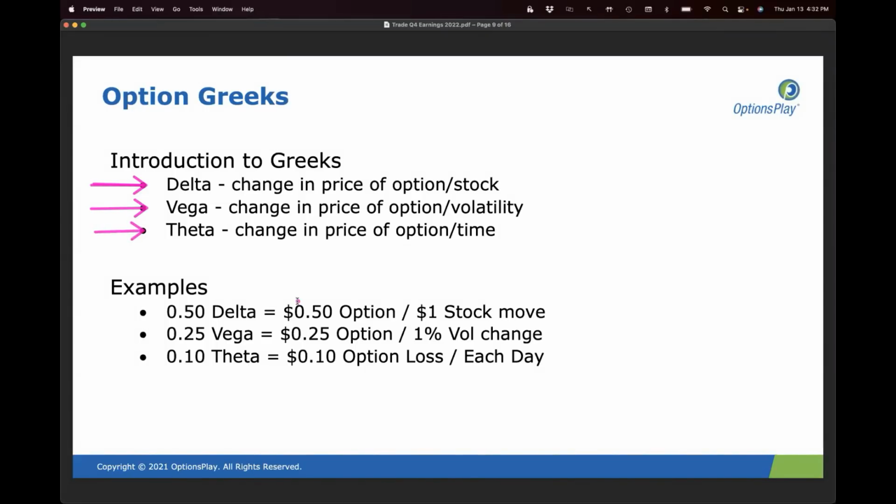What the Greeks tell you is, for the option that you're trading, how sensitive that option is to different variables or factors. Delta tells you how sensitive the option is to the underlying stock price. So we talked about how the stock price can move higher, it can move lower, it can move a lot higher, it can move a lot lower. Depending on how much the stock moves and in which direction, the delta will tell you how much your option price will change by. Vega tells you how sensitive your option is to changes in volatility. So we talked about volatility crush.